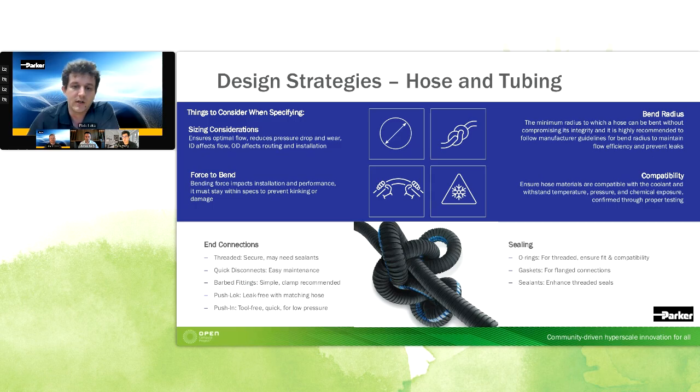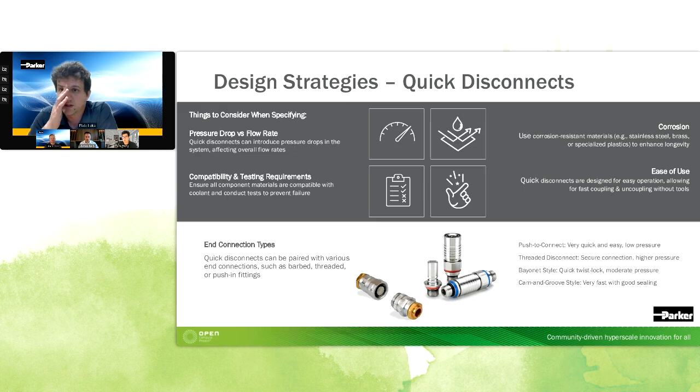The next component that we're going to be talking about are the quick disconnects. The quick disconnects are one of the other major components that you're going to be looking at when you look at a data center for liquid cooling. The quick disconnects are an easy way for you to reliably maintain your systems. Their primary function is being used to hot swap server blades in and out.